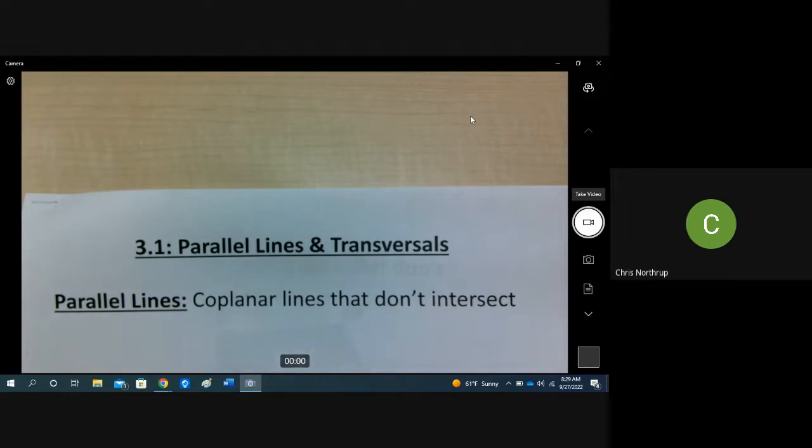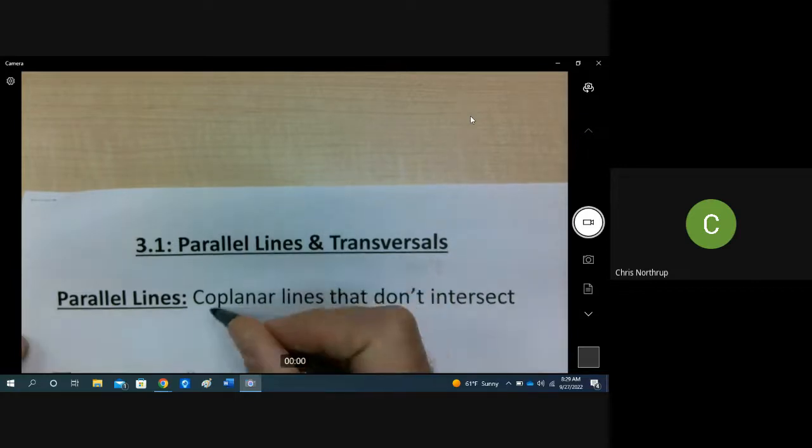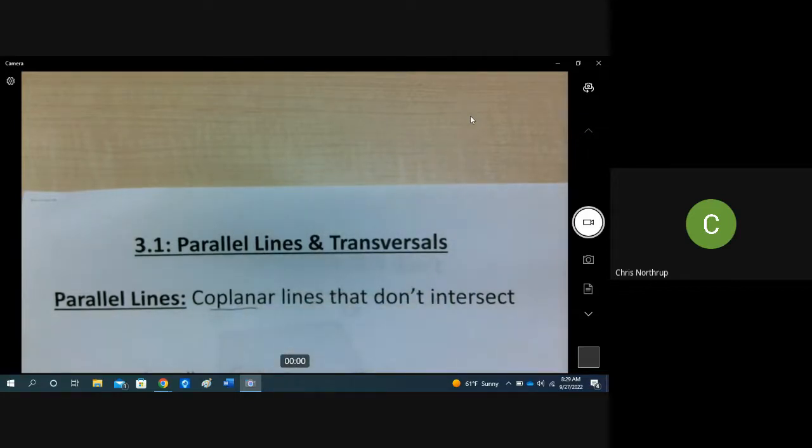Okay, in this video, we're going to take a look at parallel lines, skew lines, and then whenever we have multiple lines cut by something called a transversal. To start things off, we're going to define parallel lines. These are coplanar lines that are never going to intersect. So they have to exist in the same plane. If they don't, we're not going to call them parallel lines.